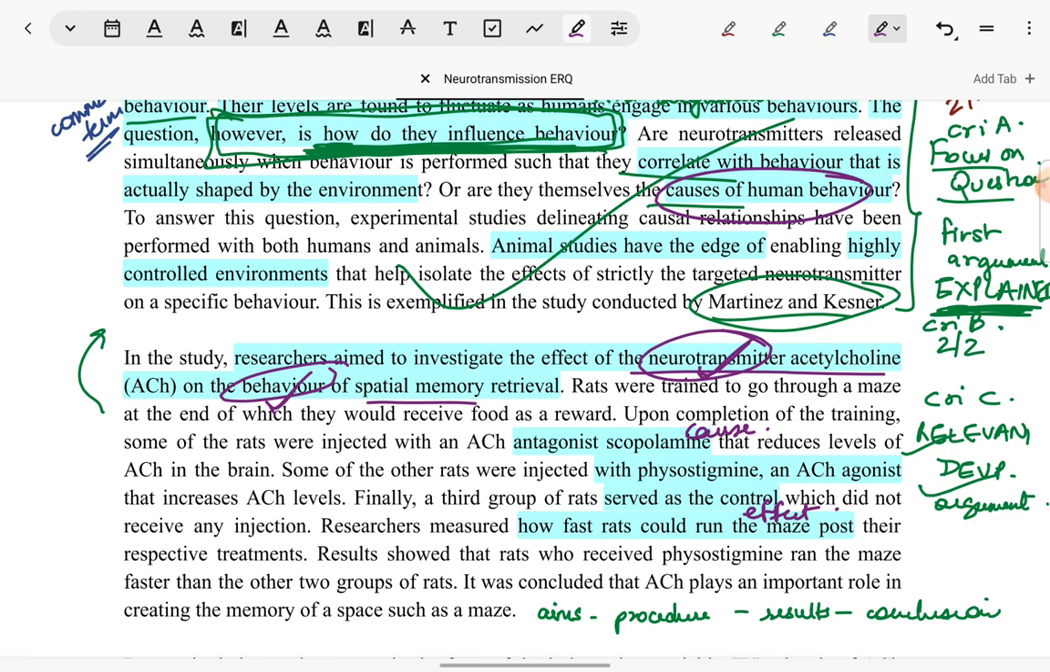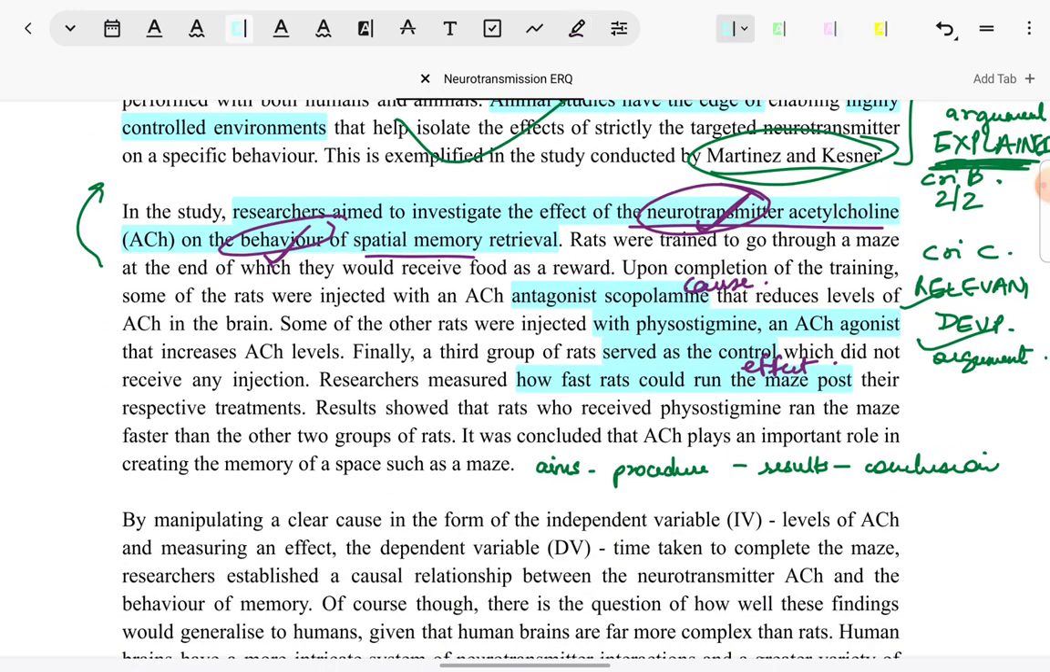Then I've given the result. And in the result also, what is important is to point out how acetylcholine impacted the time taken to complete the maze. So strictly my result is about that. Those who received the acetylcholine agonist were the fastest to complete the maze. That's it. I don't need to write anything else. Now, when it comes to a result is specific to a study.